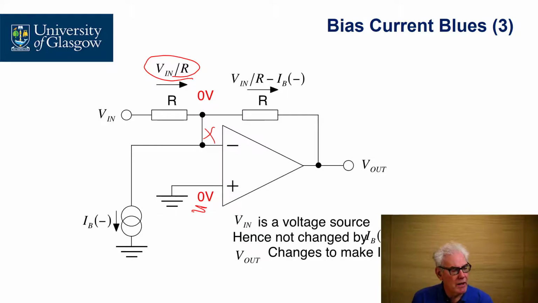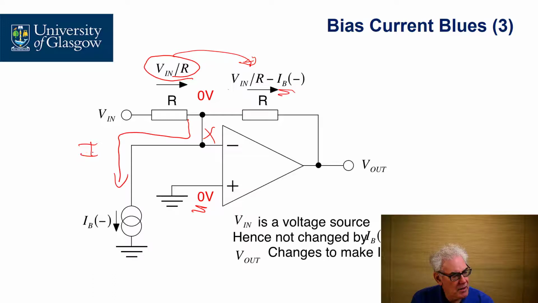Similarly, we can also calculate the current flowing through this resistor, which is this current here, minus the current flow that goes down IB minus.